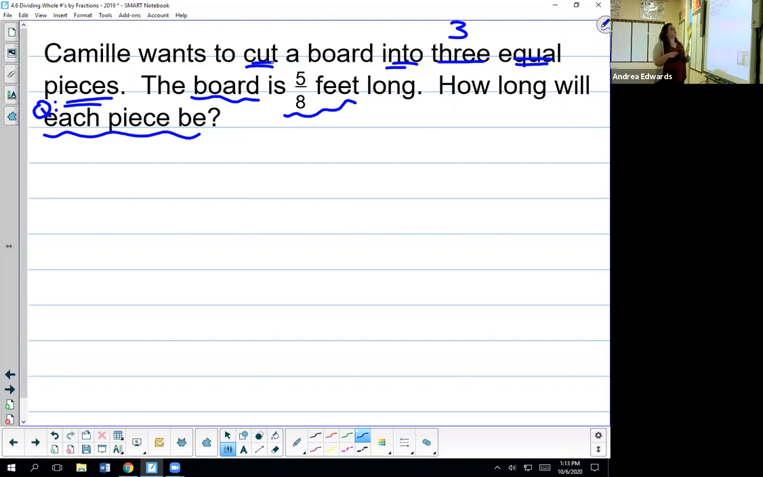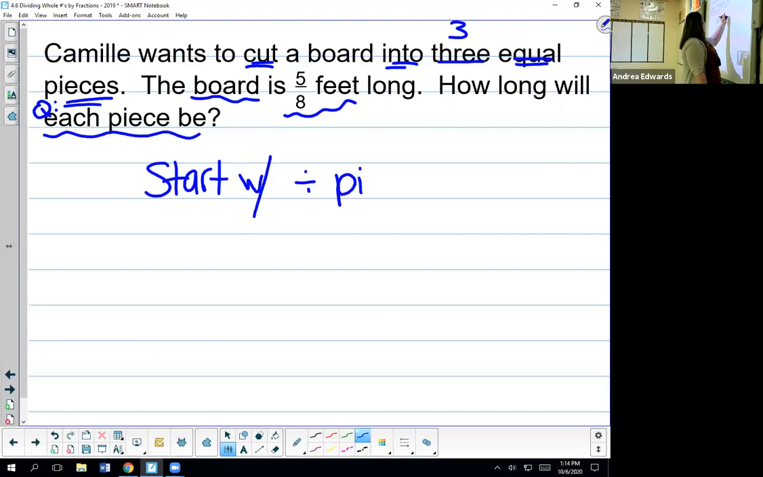But this is the question I have to ask you. What are you going to start with? In the chat, tell me which number you're going to start with. Are you going to start with 3 and then divide it by 5/8? Or are you going to start with 5/8 and divide it into 3? Think about what you are starting with, and you're cutting it into something, pieces, whatever. Okay, let's see what we're saying.